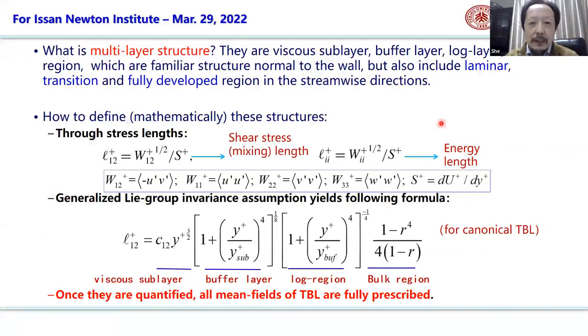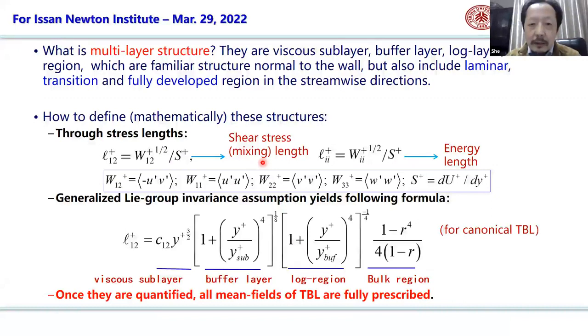So how to define that mathematically? We use the so-called stress length, which is essentially the mixing length. But we also have the length defined by the three fluctuation intensity components. Each defines one length. We call that the energy length. So all together, they are the so-called similarity parameters, similarity variables for us.